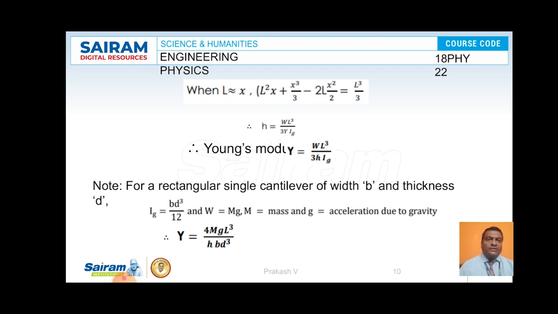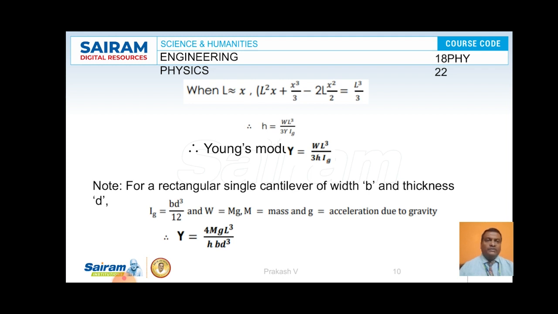For a rectangular single cantilever of width B and thickness D, the value of Ig is equal to B D cube by 12, and the value of W is equal to mg, where m is the mass attached and g is the acceleration due to gravity. Therefore, the Young's modulus of the material of the cantilever beam is calculated as Y is equal to 4 m g L cube by h B D cube. So this is the final expression for Young's modulus.